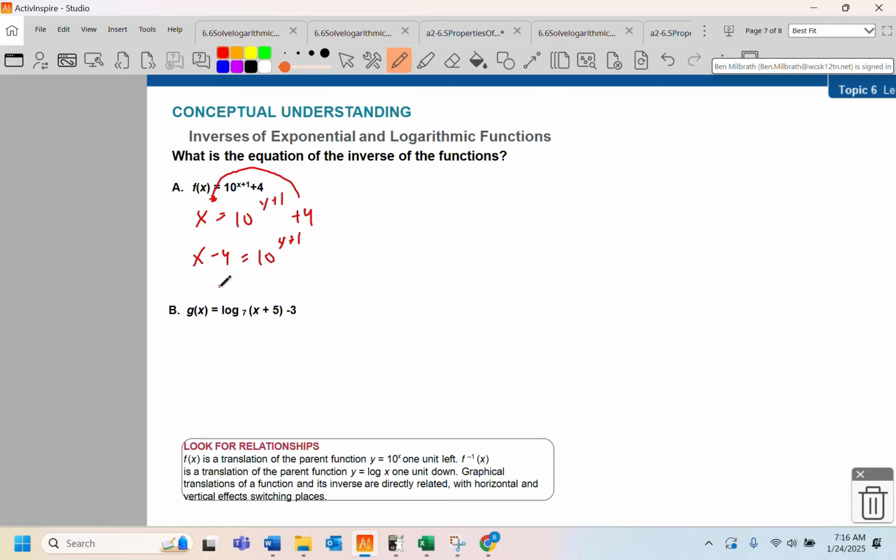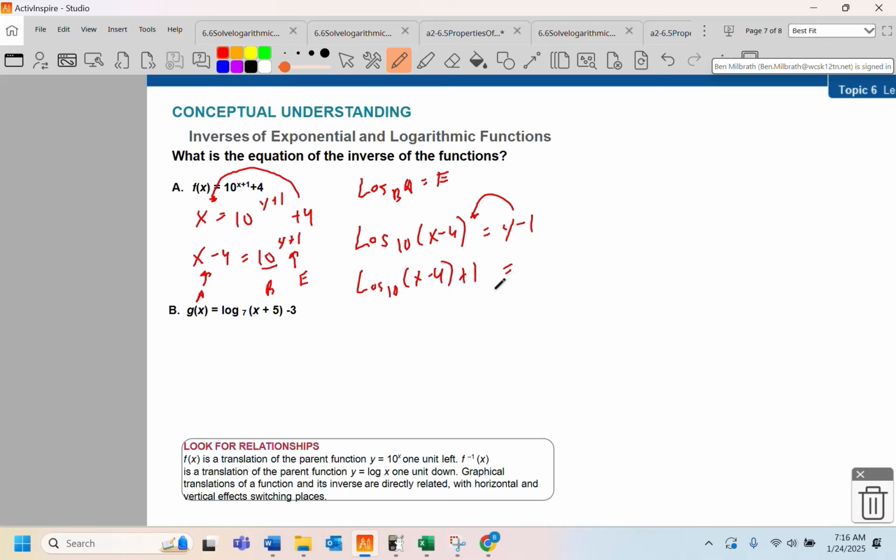And we have isolated the base. So now we're going to do the whole log is bae idea. Because if you have an exponential, convert it into a logarithm. This is my base, this is my exponent, and this is my argument. So log base 10, argument x minus 4, is equal to y minus 1. And again, the steps from the very first slide were swap x and y, then resolve for y. So we're just going to add 1 to both sides. Log base 10 of x minus 4, and then add 1, is my inverse of f of x.